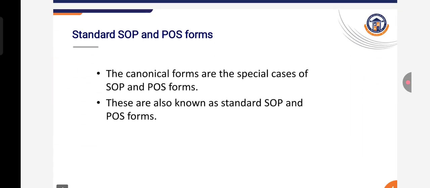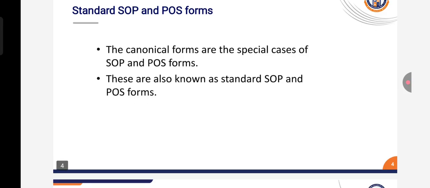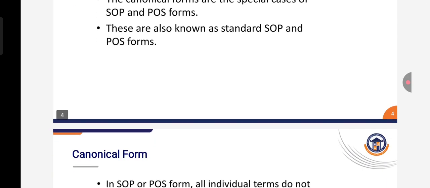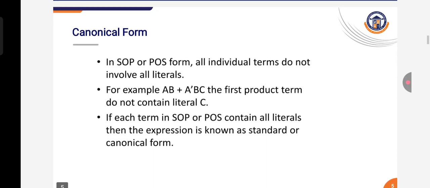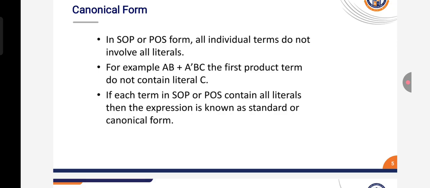Next, the standard SOP and POS forms. The special cases of canonical form are the SOP and POS forms. So there are standard SOP and standard POS forms. If each term in SOP form contains all the variables, then the SOP form is known as a standard or canonical SOP form. And if each term in POS form contains all the literals, then the POS form is known as the standard or canonical POS form.